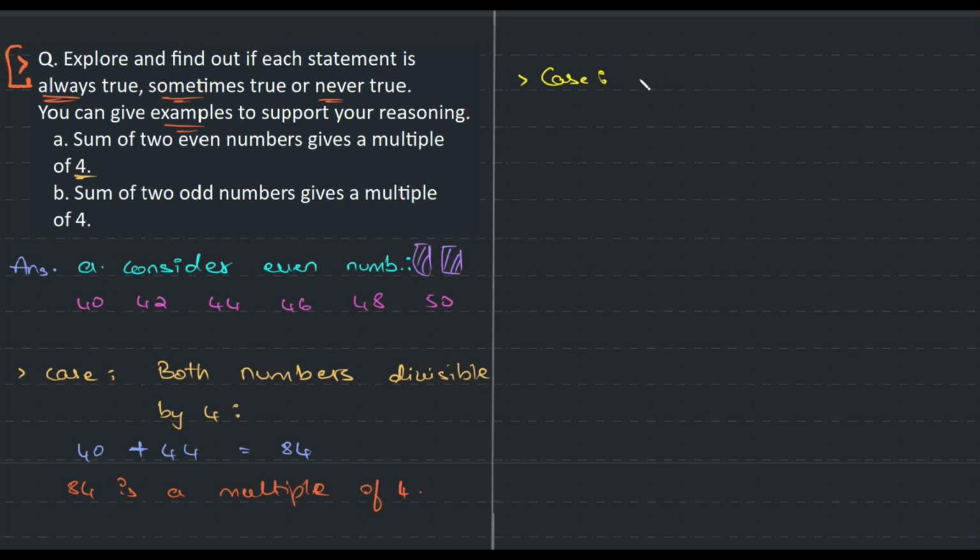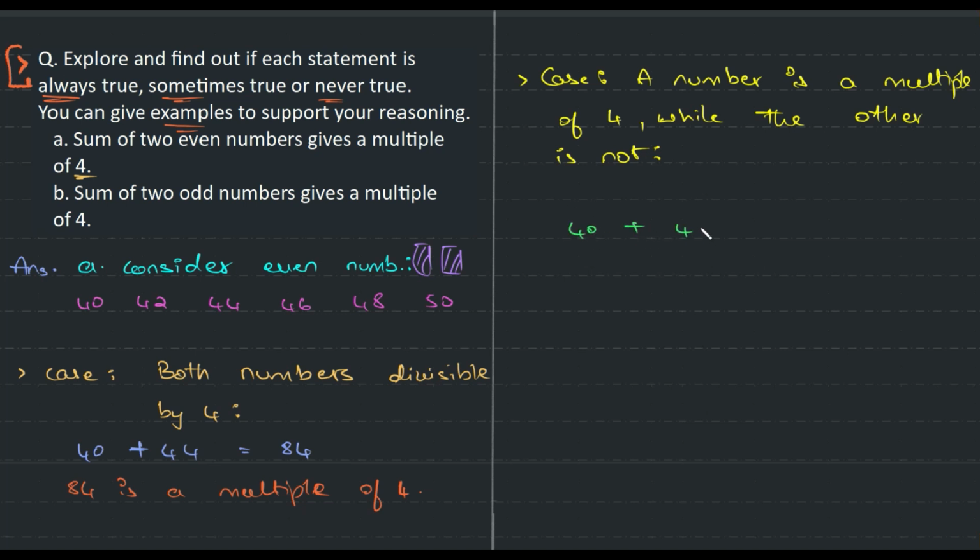Let's try a case where one number is a multiple of 4 while the other is not. So let's consider 40 and say 42. I think this is good enough. This will give me 82. But clearly 82 is not a multiple of 4. So from this example, I hope you guys have got this at your end as well.